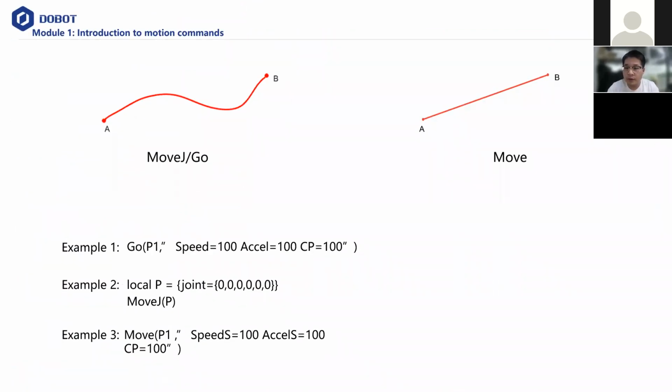The most used motion commands are MoveJ and Move. MoveJ or Go is the joint movement command. From point A to point B, each joint will run from the initial angle to its target angle, regardless of the trajectory. Move is the rectilinear movement command. The joints will perform a straight line trajectory from point A to point B.